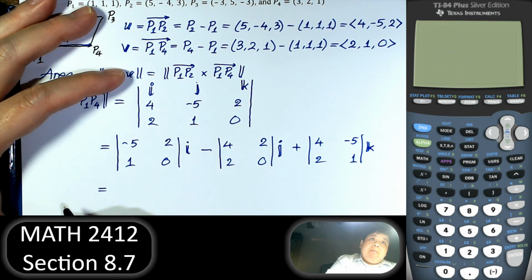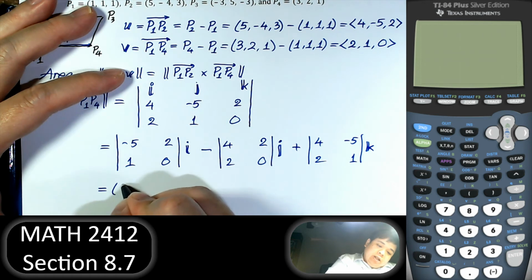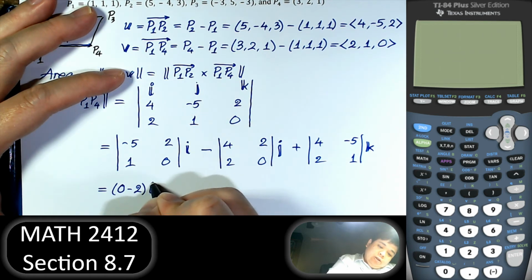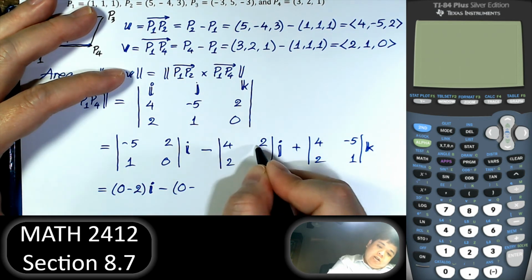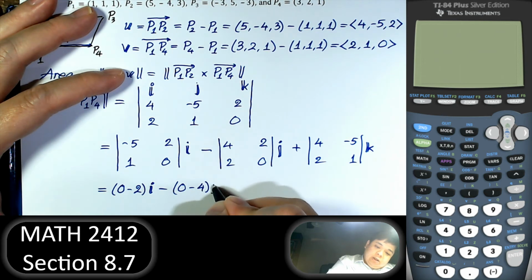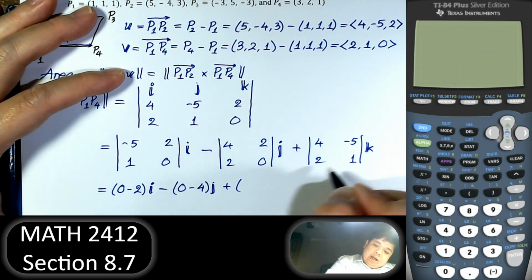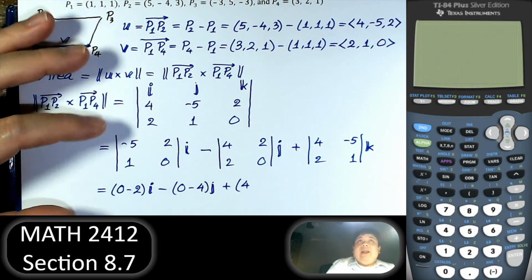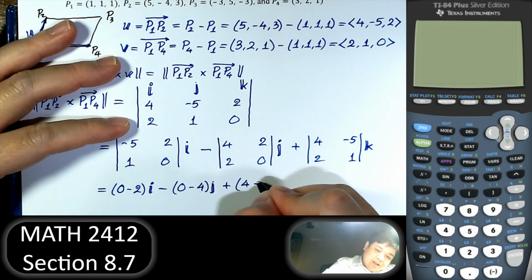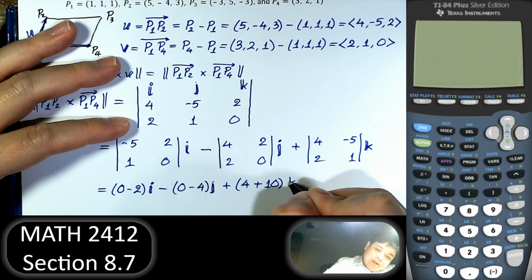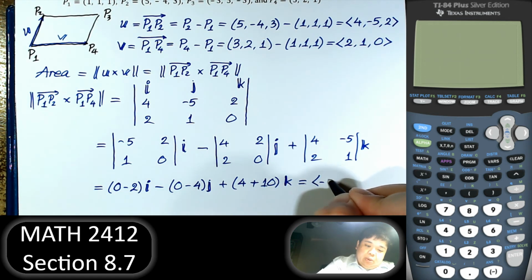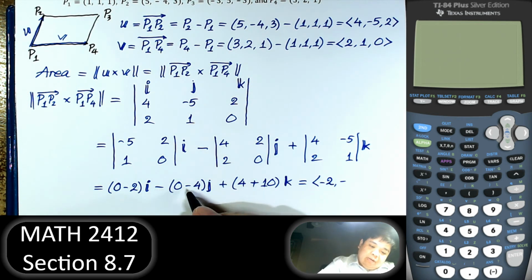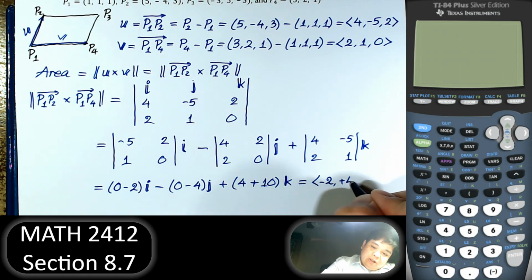-5 times 0, 0 minus 2, 0 minus 4, and 4 minus -10. So that gives us the vector -2, negative and negative, that's a +4, and 14.